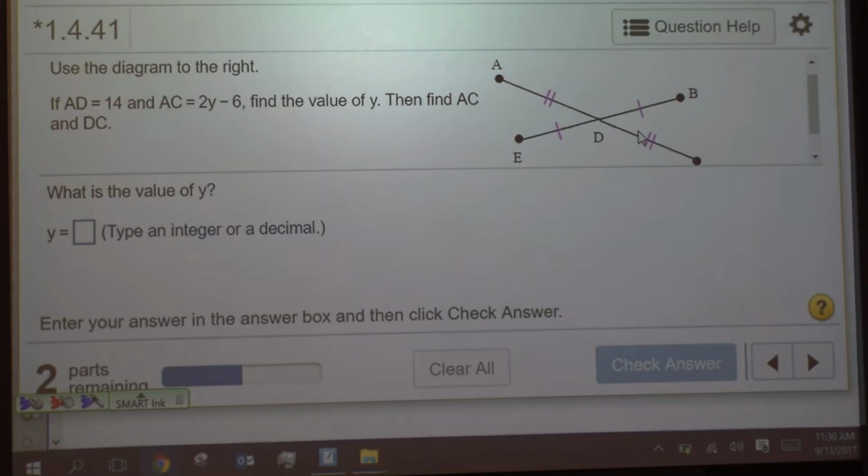I got this right, but I don't remember how I did it. But would you take 14 plus 2y minus 6 is equal to 28?